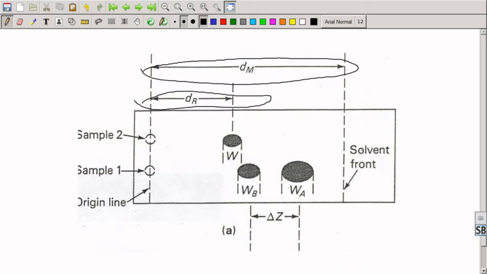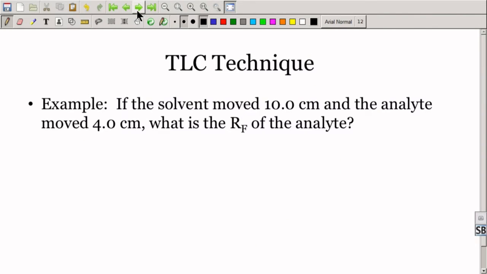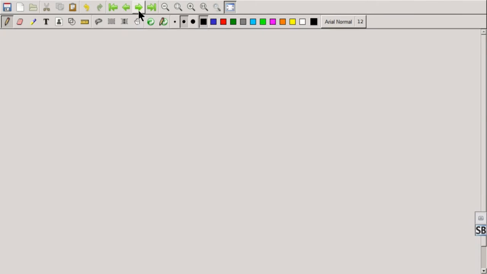All right, very simple. And the way he has it here is you measure to the center of the spot, not to the head of the spot. That depends on who you talk to. But in terms of determining column volumes, measuring to the center of the spot is probably the most useful. Okay. I think that's pretty much all I need to say about this.